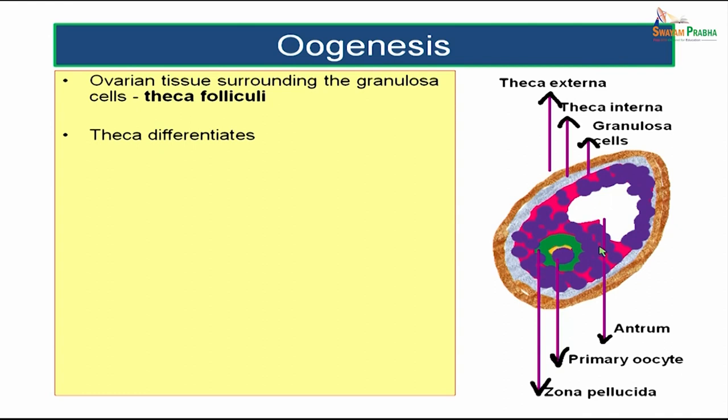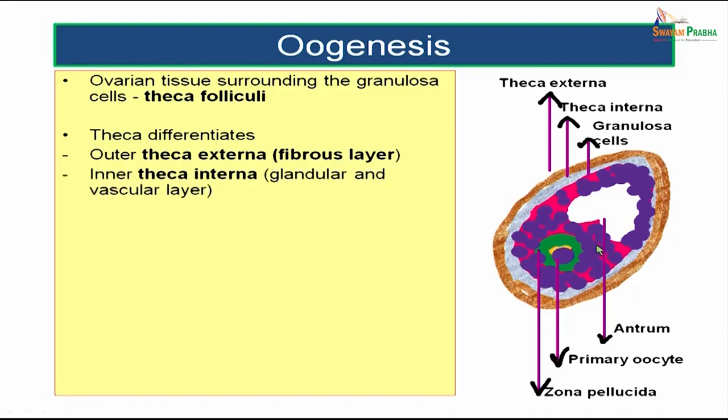Later, this theca folliculi differentiates into an outer layer and an inner layer. The outer layer is known as theca externa. You know that the word externa means outer. So the outer layer is known as theca externa, which is usually fibrous. You can see the brown colored region here. That is known as theca externa, and that is usually fibrous. And the inner layer is known as theca interna, which is usually glandular and vascular in nature. So these two layers are actually formed by the ovarian tissue surrounding the follicle.